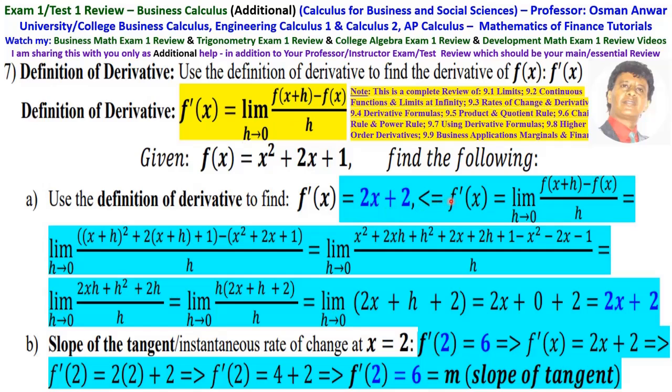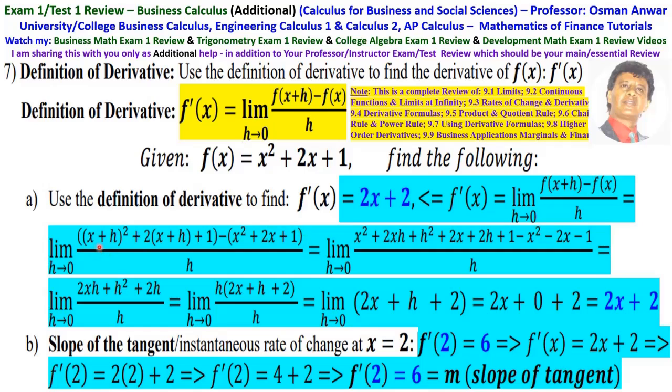So that is f prime of x is equal to limit as h approaches 0 of f of x plus h minus f of x over h. So that is limit as h approaches 0. For the first one, for every x, we're going to replace it by x plus h. Then this is (x plus h) squared plus 2(x plus h) plus 1. Minus, for the second part, f of x as it is, x squared plus 2x plus 1.